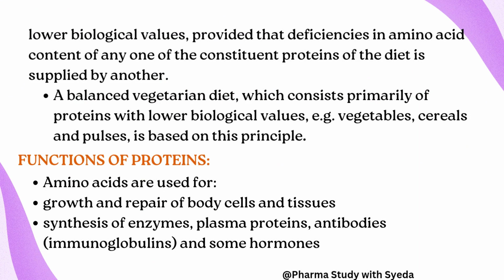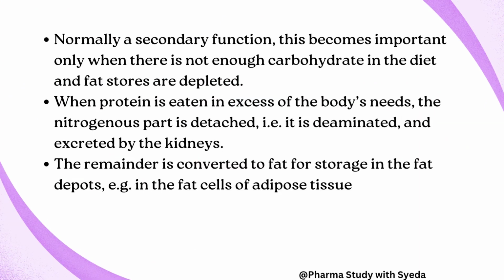Amino acids are used for growth and repair of body cells and tissues, synthesis of enzymes, plasma proteins, antibodies, immunoglobulins, and some hormones. Normally a secondary function, this becomes important only when there is not enough carbohydrate in the diet and fat stores are depleted. When protein is eaten in excess of the body's needs, the nitrogenous part is detached, it is deaminated, and excreted by the kidneys. The remainder is converted to fat for storage in the fat depots, example in the fat cells of adipose tissue.